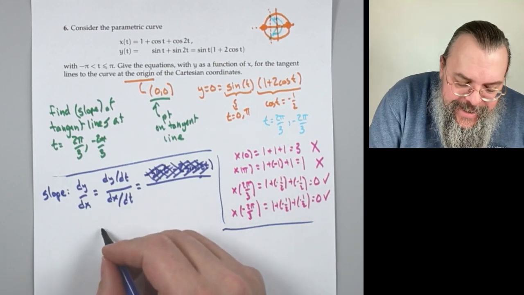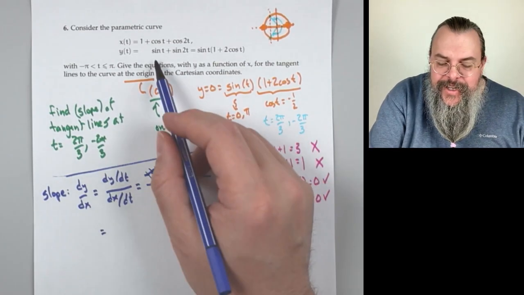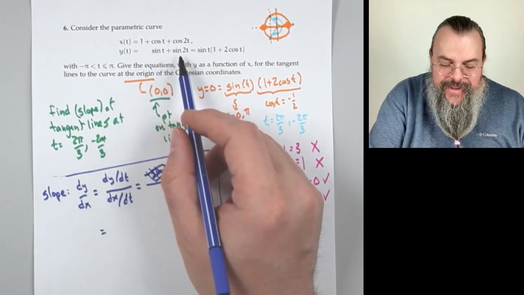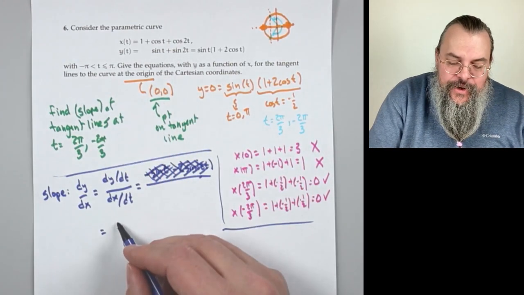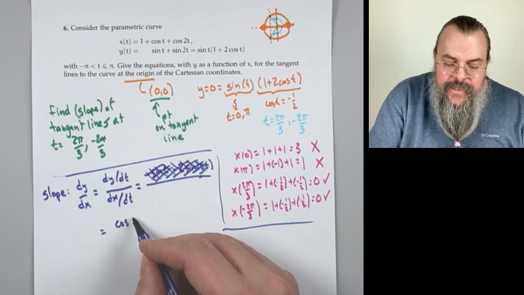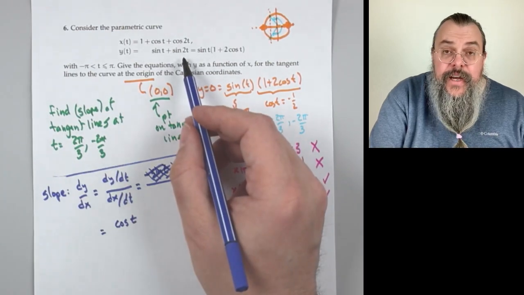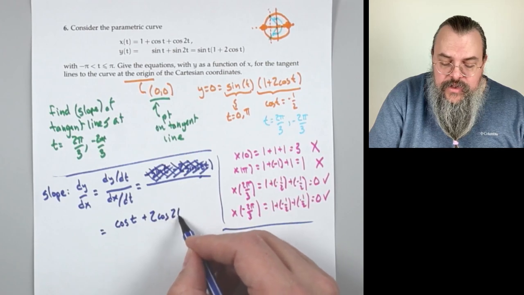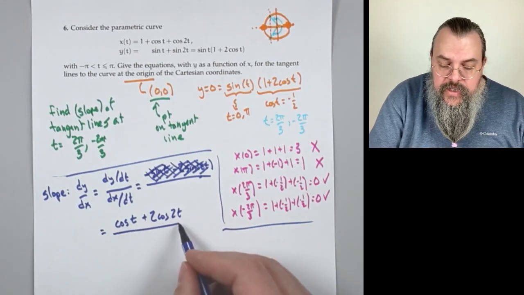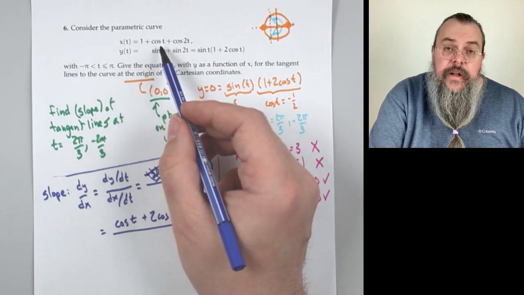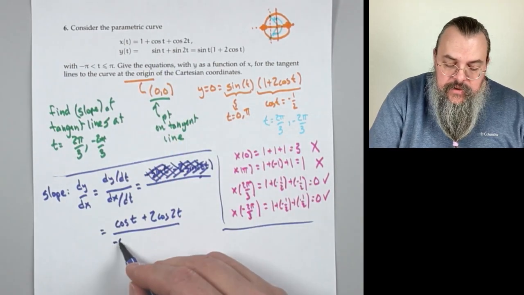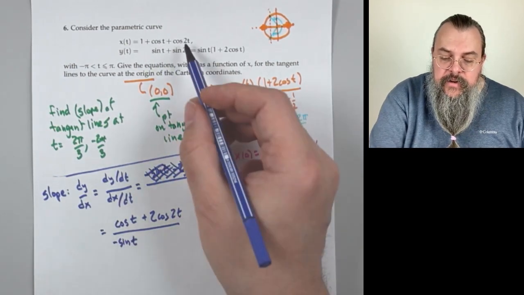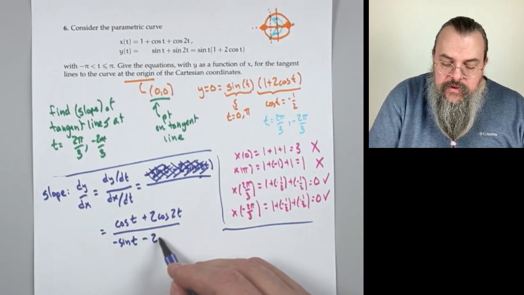Okay, so the numerator, dy dt. Start with the derivative of y with respect to t. Derivative of sine is cosine. So we have cosine t. Derivative of sine 2t is 2 cosine 2t using the chain rule. Downstairs, the 1 goes away. Derivative of cosine, negative sine. And derivative of cosine 2t, minus 2 sine.